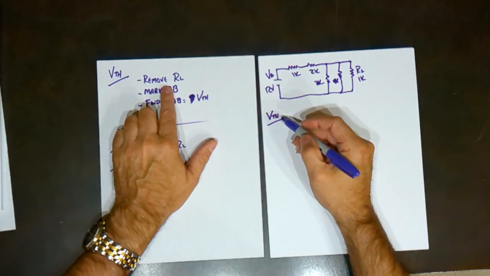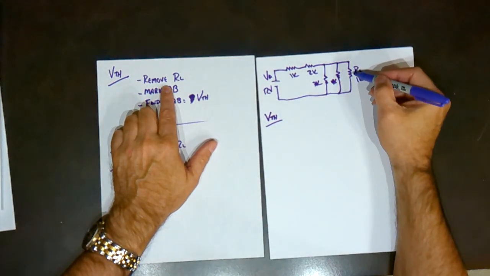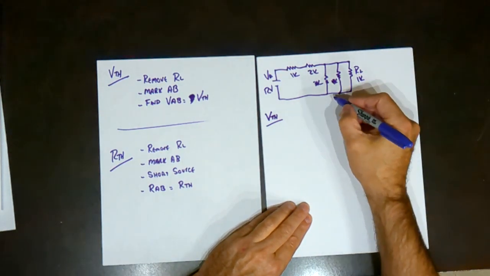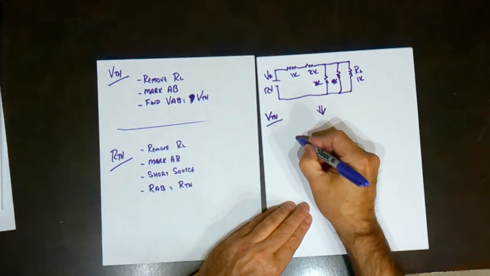So the first step says remove the load. So what we're going to do is we're going to get rid of the load. So I'm going to get rid of that and I'm going to mark it AB. So the first step is I'm going to be doing this.